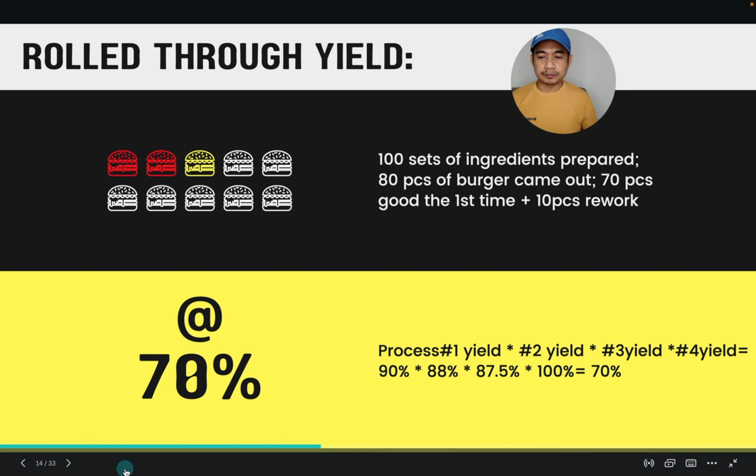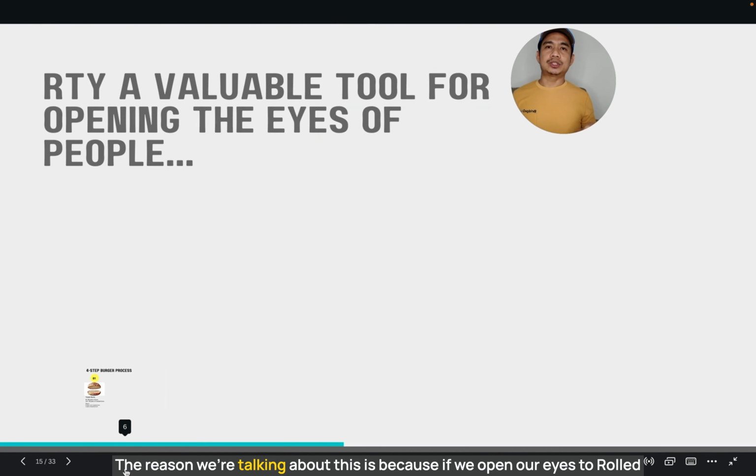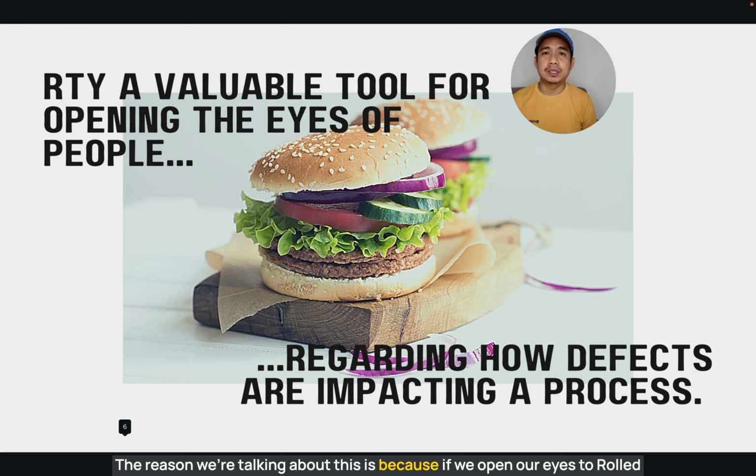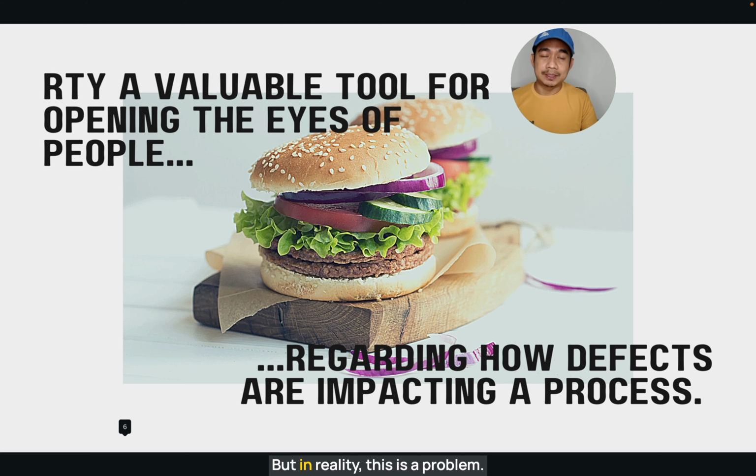So the reason we're talking about this is because if we open our eyes to rolled throughput, we begin to see defects that are impacting our process that before we thought it's just okay, because in the end we were able to get the quantity that we required. But in reality, this is a problem.